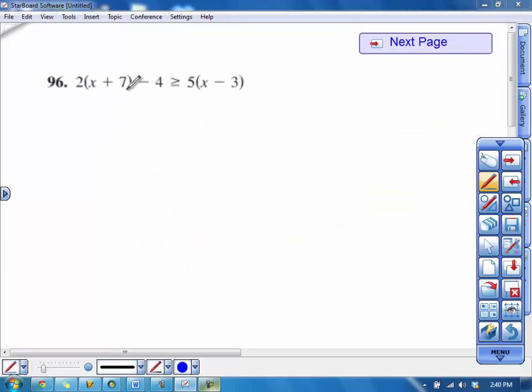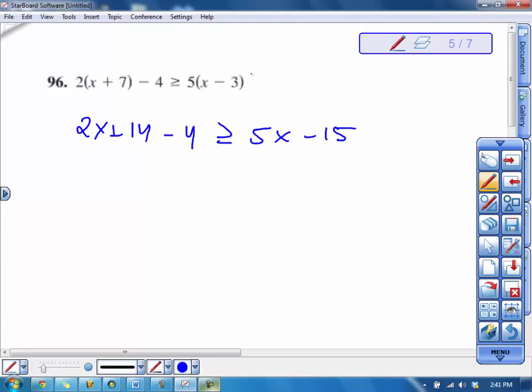Okay. I could give you a more complicated one. This actually doesn't involve any absolute values, but it's solving an inequality. Using interval notation is something you'd have to do as well. This is the next one on page 164. I would distribute and get 2x plus 14 minus 4 is greater than or equal to 5x minus 15. So I just distributed both of these values. This turns into 2x plus 10 is greater than or equal to 5x minus 15.